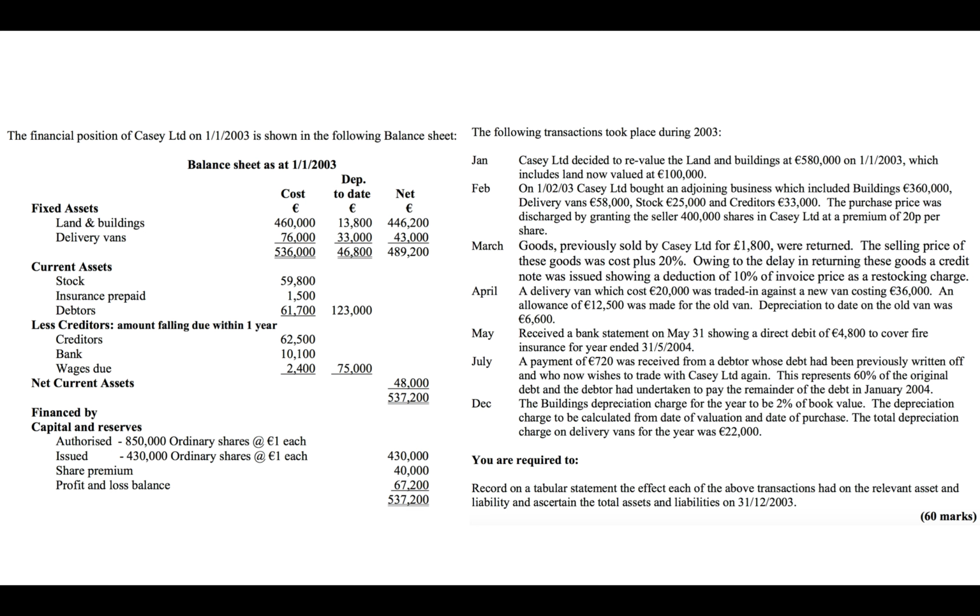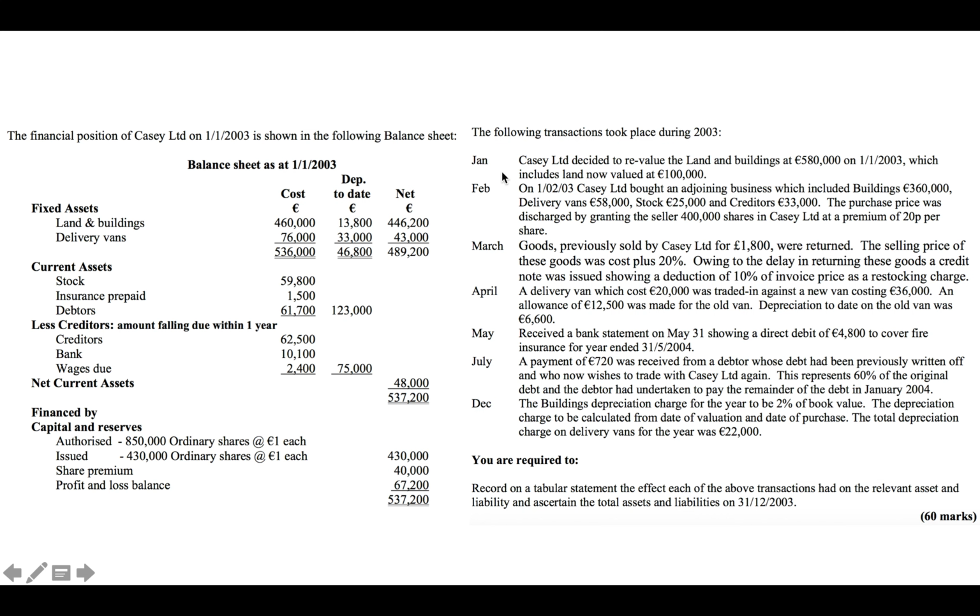So looking at the question, it says the financial position of Casey Limited on the 1st of the 1st, 2003 is shown in the following balance sheet. So you've got all of your assets here and all of your liabilities here at the bottom of your balance sheet. So the following transactions took place during 2003.